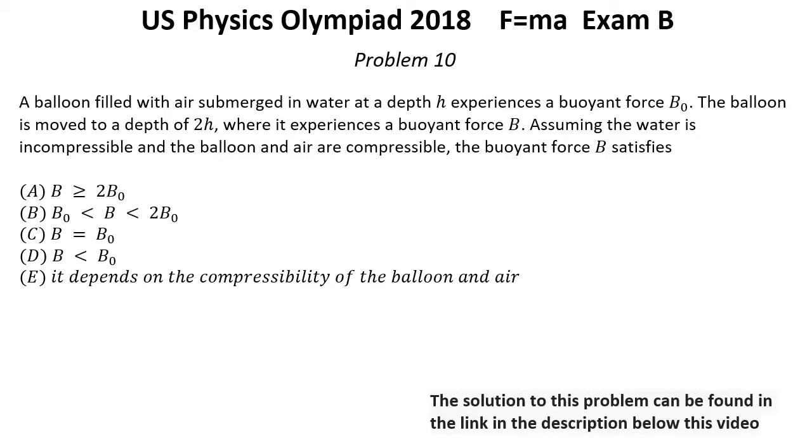Problem number 10. A balloon filled with air submerged in water at a depth h experienced a buoyant force B0. The balloon is moved to a depth of 2h, where it experienced a buoyant force B. Assuming the water is incompressible and the balloon and the air are compressible, the buoyant force B satisfies the next conditions.